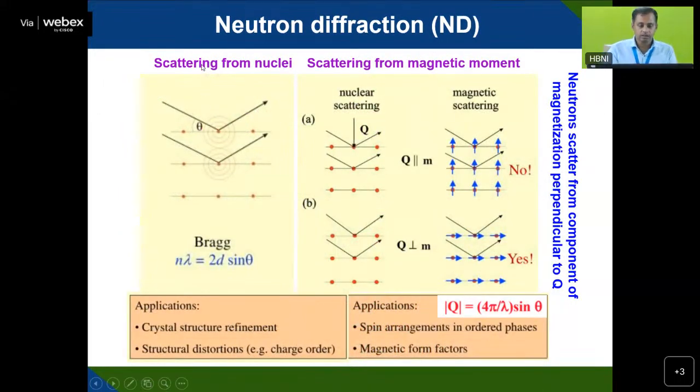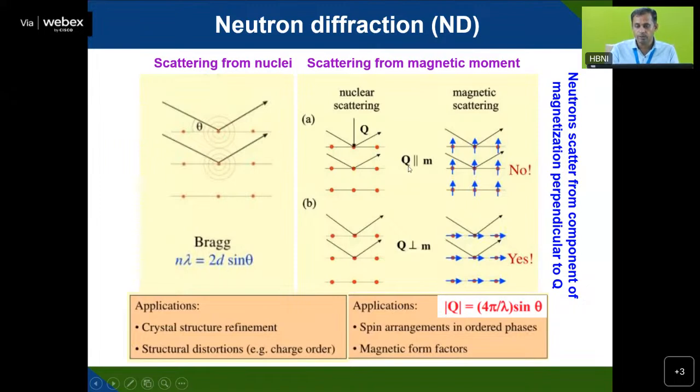If you see scattering from nuclei, if Bragg's law is satisfied, the scattering will occur from the nucleus. Neutrons will scatter from the nucleus. But in the case of a magnetic material, there is nuclear scattering, and in addition there is the possibility of magnetic scattering.